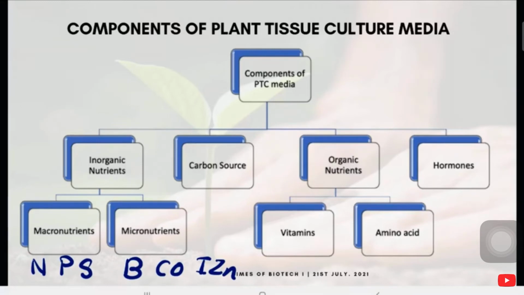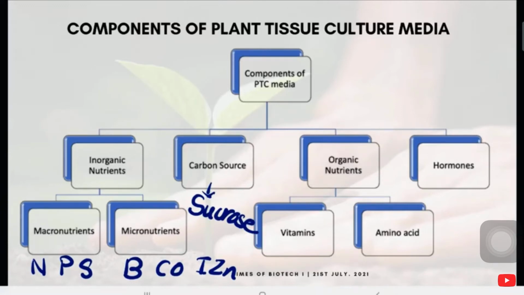Another component is the carbon source. The most common source of carbon utilized in tissue culture is sucrose. Since most plant cultures are unable to photosynthesize effectively, thus losing autotrophic ability, they need external carbon for energy. Thus, we provide sucrose, or fructose for that matter, as a carbon source which will give energy to the plant.